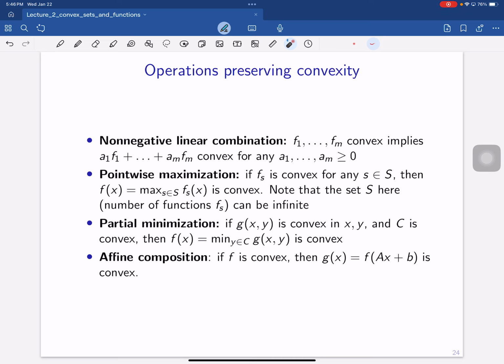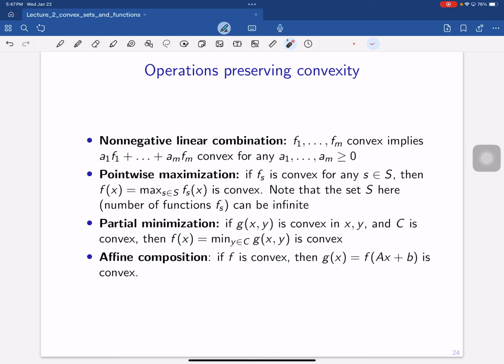So here it gives you a manual of deciding how to show that a function is convex when you have some operation on top of known convex functions, right? So here, let's say for the sake of argument, we have a non-negative linear combination. If you already know f1 all the way to fm are convex, then you can show that the non-negative linear combinations of those functions are also convex, okay?